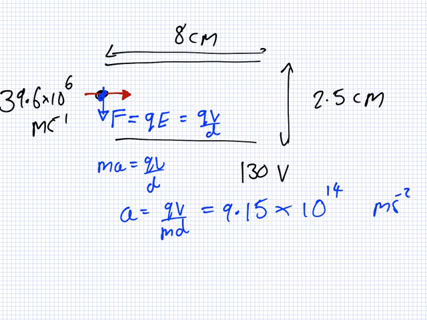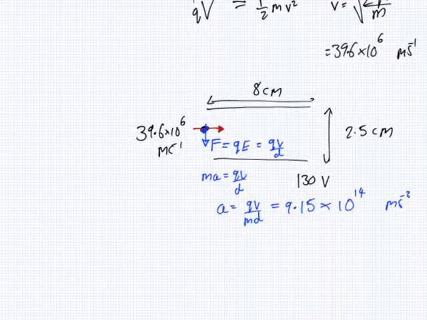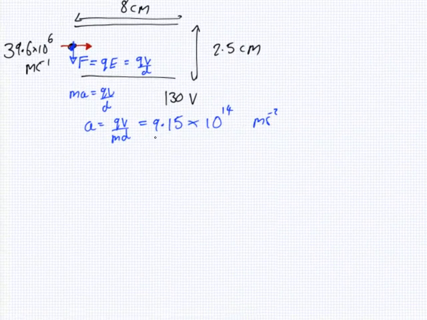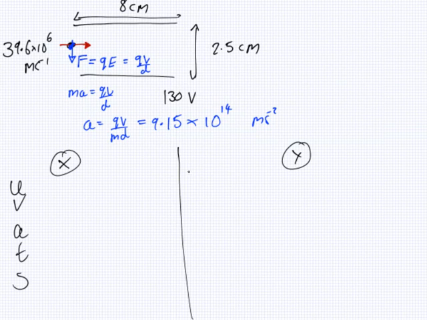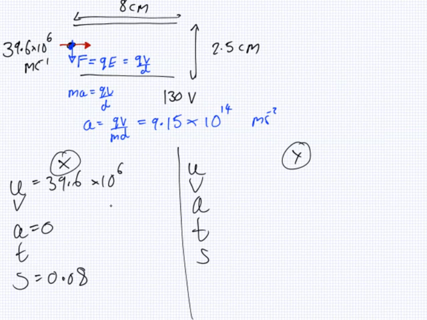So, this particle is accelerating vertically. So, this should remind you what type of problem in mechanics? Projectiles, yeah. So, this is UVATS in a horizontal and a vertical. So we have the A. The A is 0 in the X. The S is 0.08. The U is 39.6 times 10 to the 6.